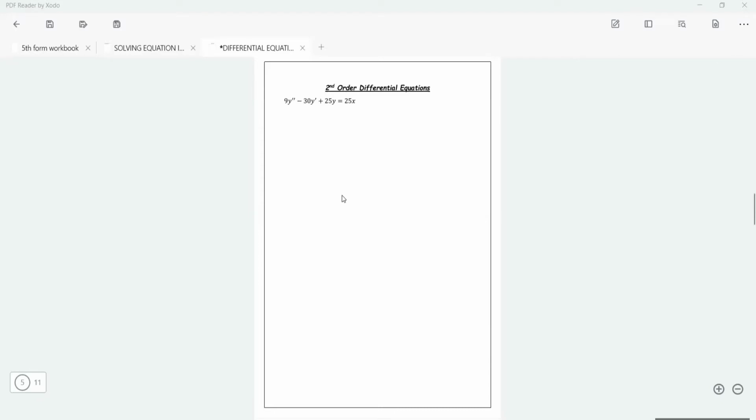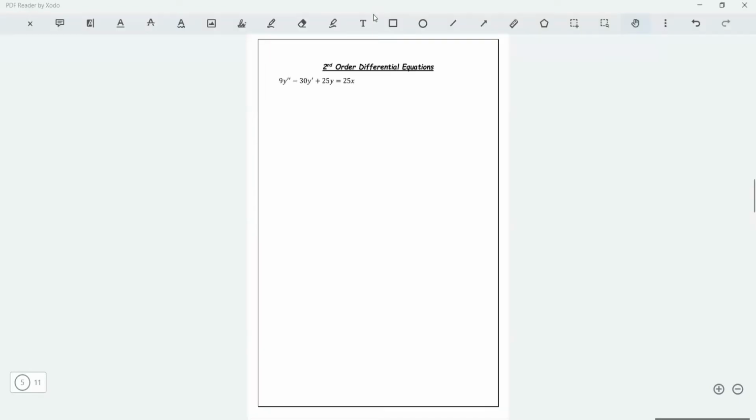We have the equation 9y double prime minus 30y prime plus 25y equals 25x. The first thing we have to do, step one, is solve the homogeneous equation for this differential equation. So we're ignoring the 25x for now, and we're solving 9y double prime minus 30y prime plus 25y equals 0. This is what we're solving now.